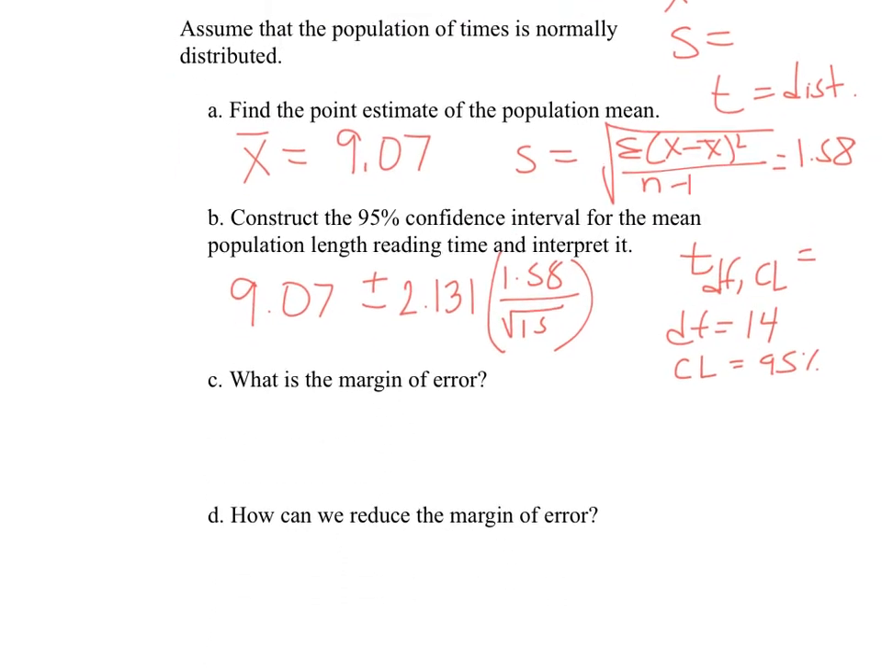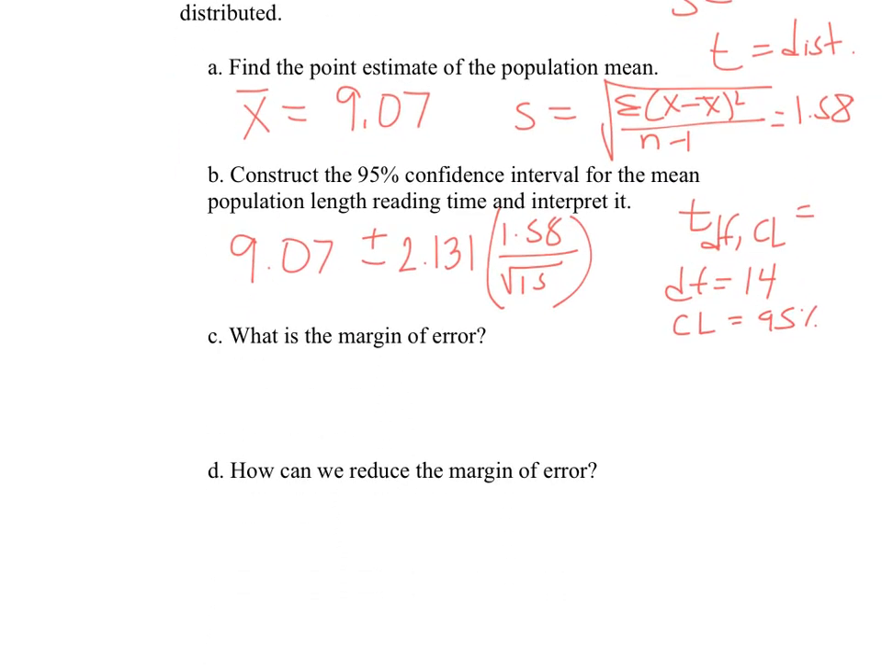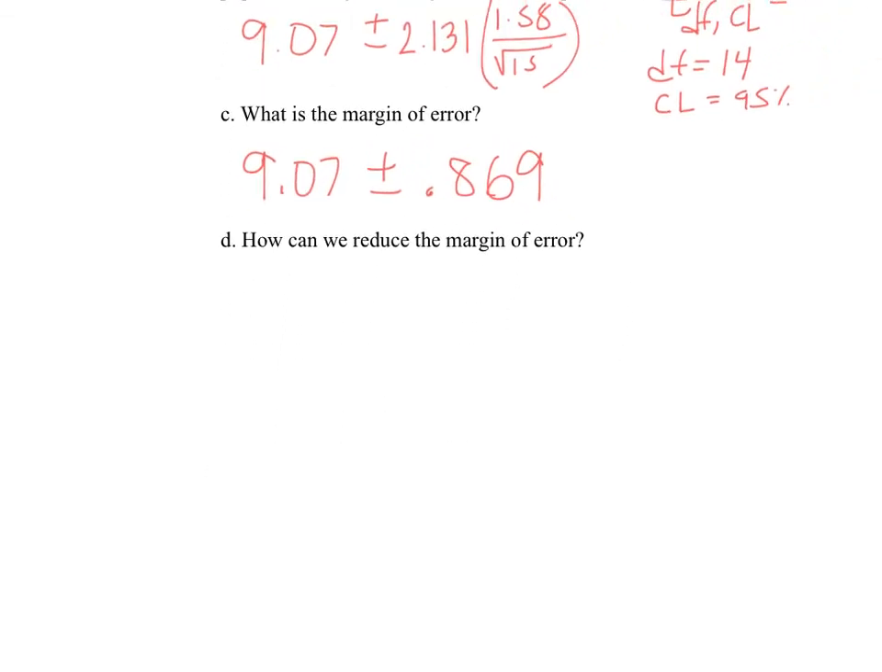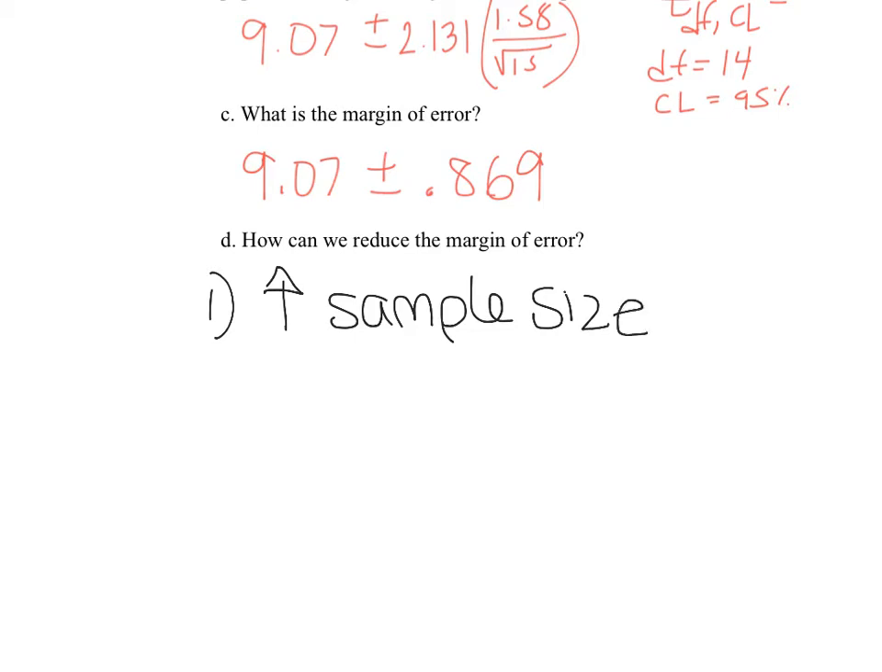So what is the margin of error in this case? Well, the margin of error is going to be 9.07 plus or minus 0.869. So how can we reduce the margin of error? Well, there's two specific techniques that we can use to do that. The first is to increase the sample size. And the second would be to reduce the confidence level.